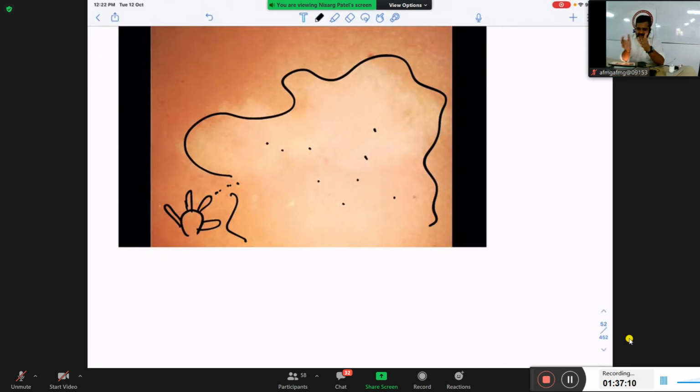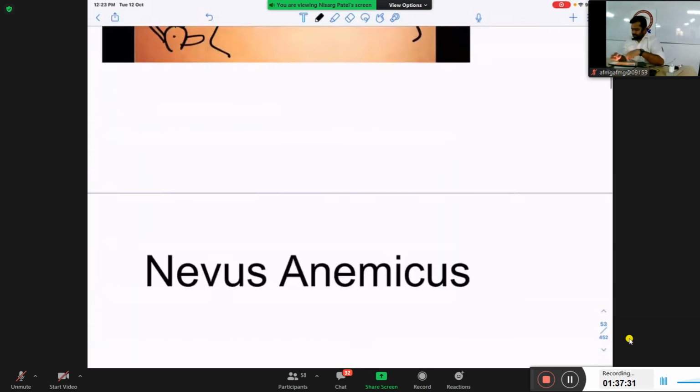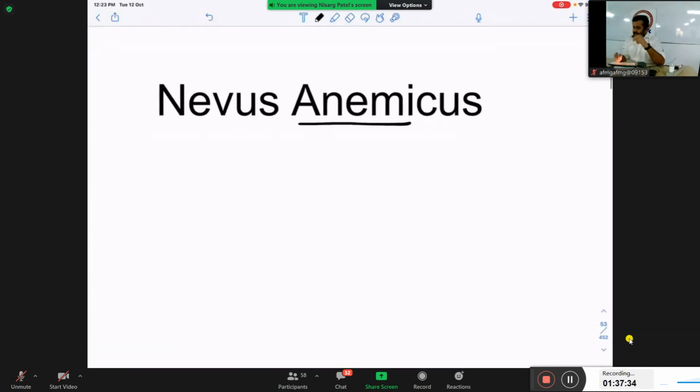So this area looks like a depigmented area, but it is a defect in the melanocyte: whatever melanocyte will generate from this area will cause a depigmentation. So it will be slightly paler than the rest of the skin. This nevus is a nevus depigmentosus. Second is a nevus anemicus.